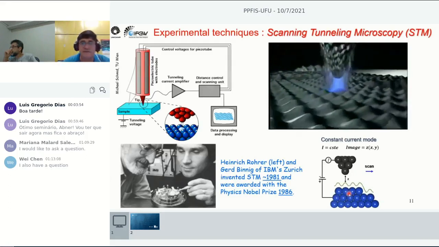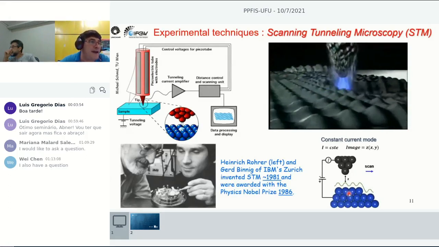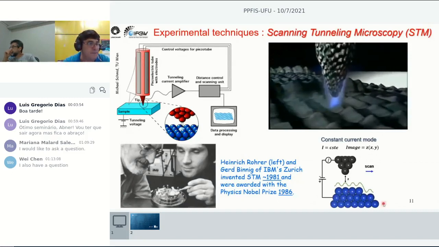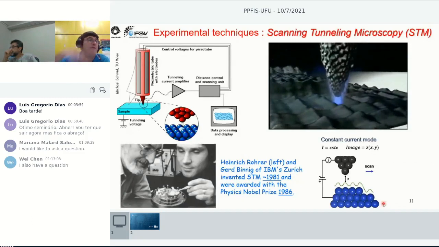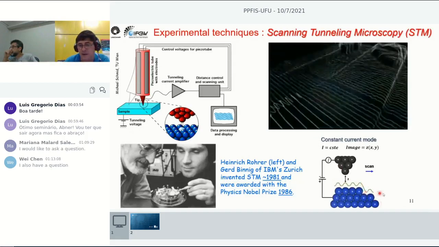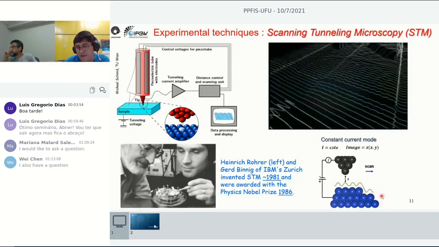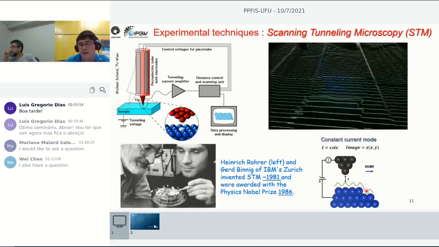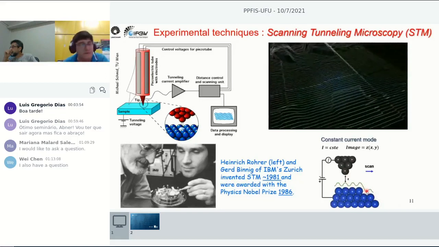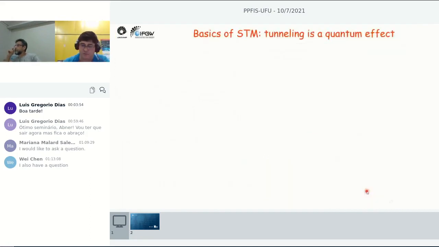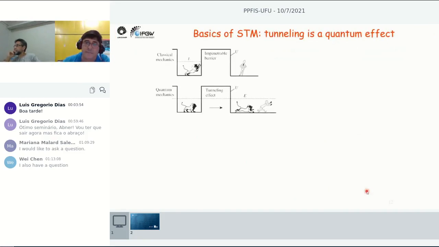Since this tunneling current is very dependent on the distance and on the density of states of your sample, it will react depending on the scanning position on the surface. That means if your surface has a step, the tip will typically approach the surface. If you have a hill, the tip will go far away from the surface. This is one mode of measurement of this kind of microscope.